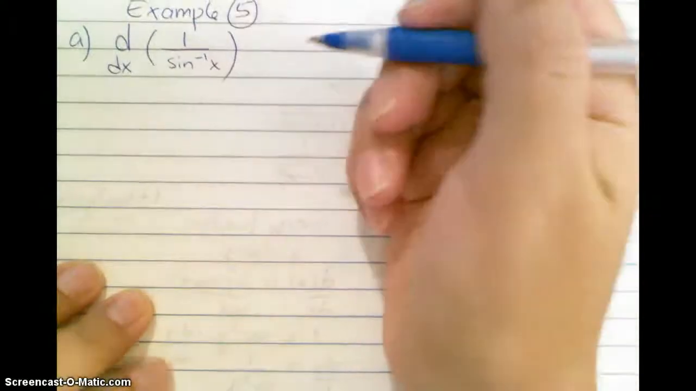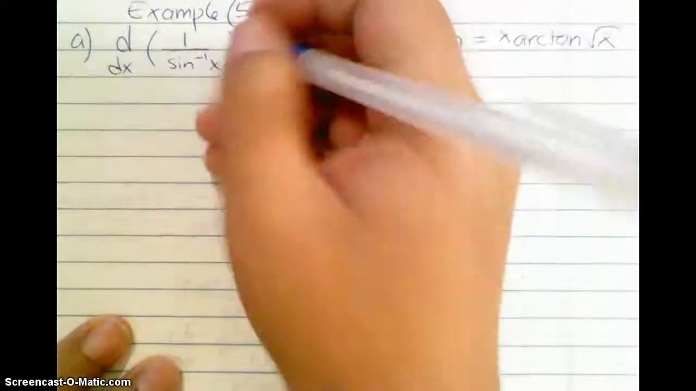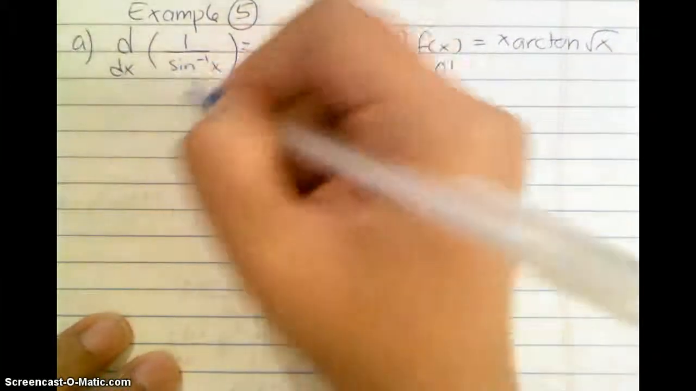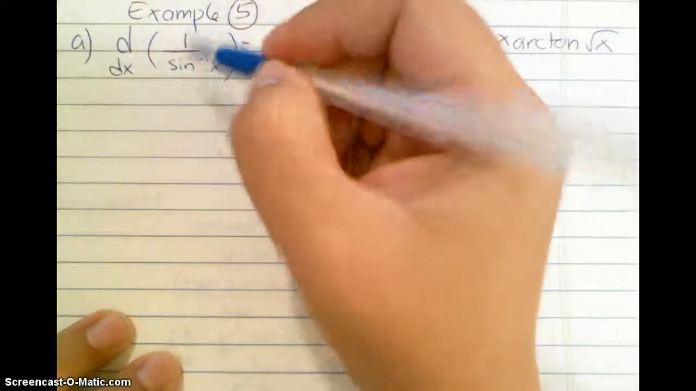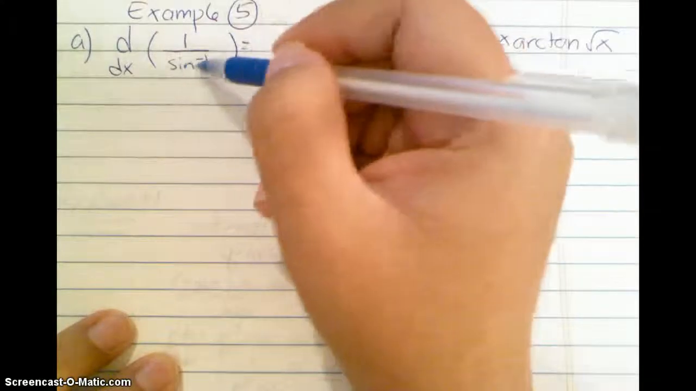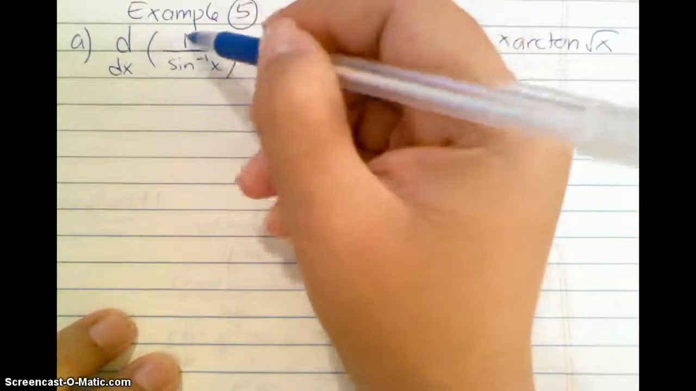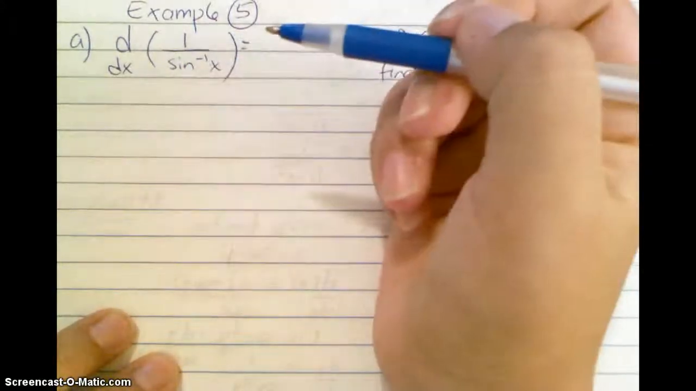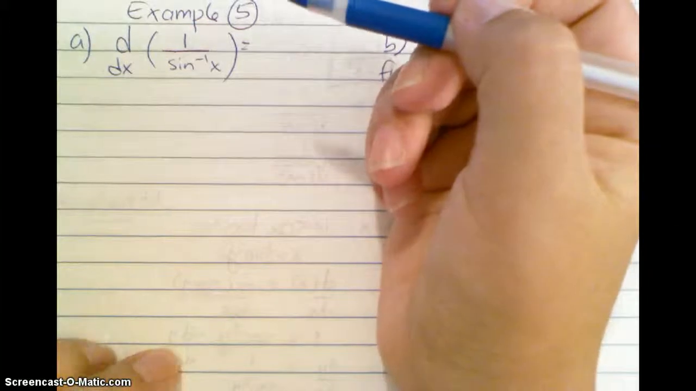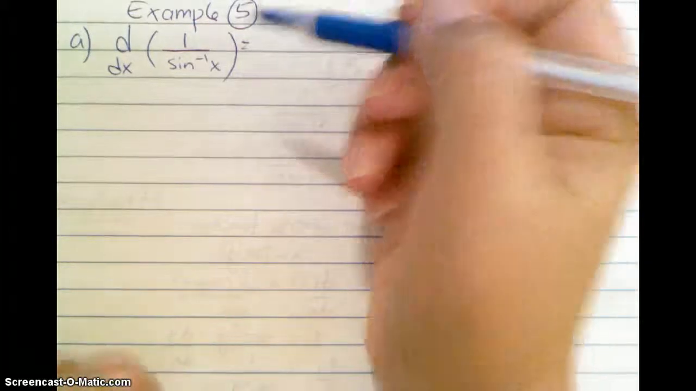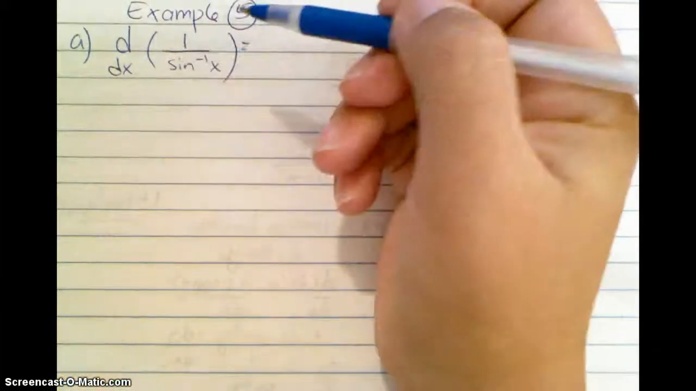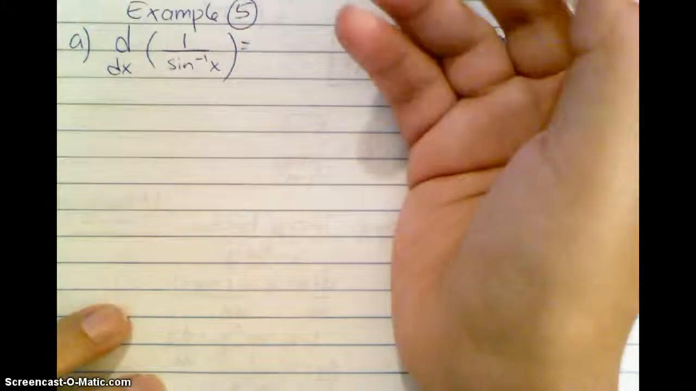Okay, so in example 5, we're going to use what we just found out. I'm taking the derivative of this function, and I notice that it is the reciprocal of arcsin of x, or the reciprocal of the inverse of sine. So let me just write it as a power, so that I can apply the power rule rather than the quotient rule, because that's more troublesome.